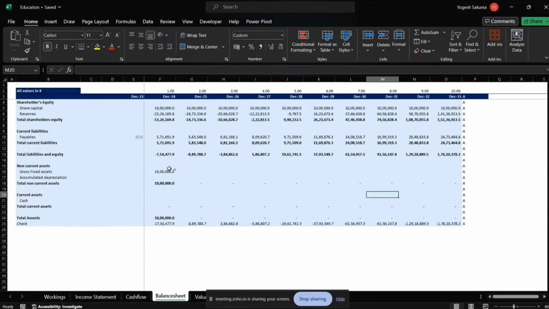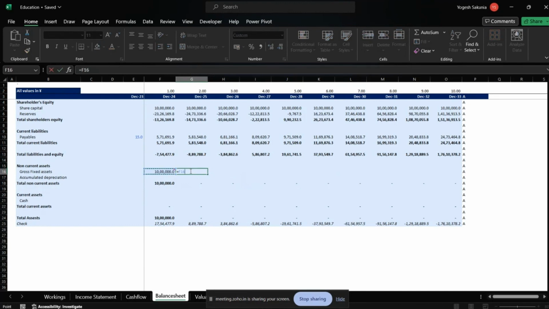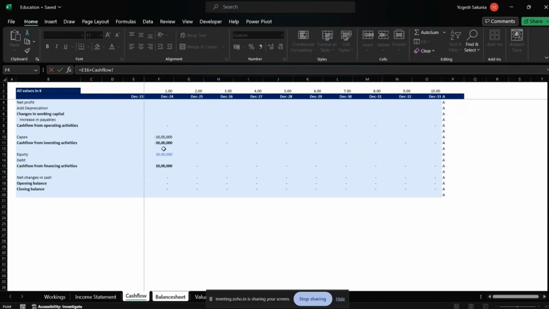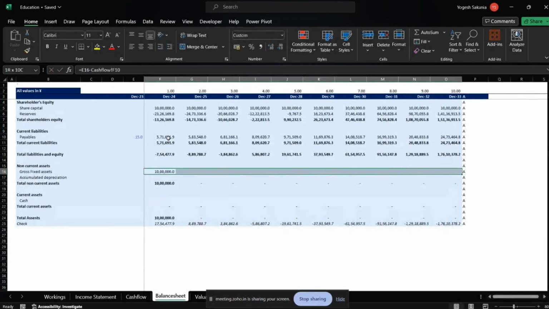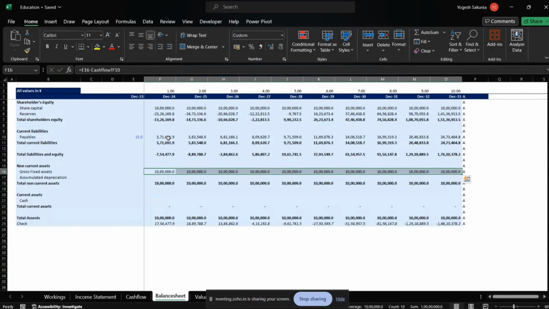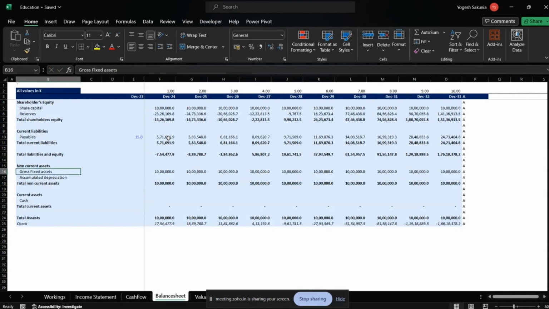Okay, so obviously the gross fixed asset is going to be whatever was the fixed asset, or I can actually have it like this: last year's gross fixed asset plus, actually minus, this number. So that's the gross fixed asset that is there.